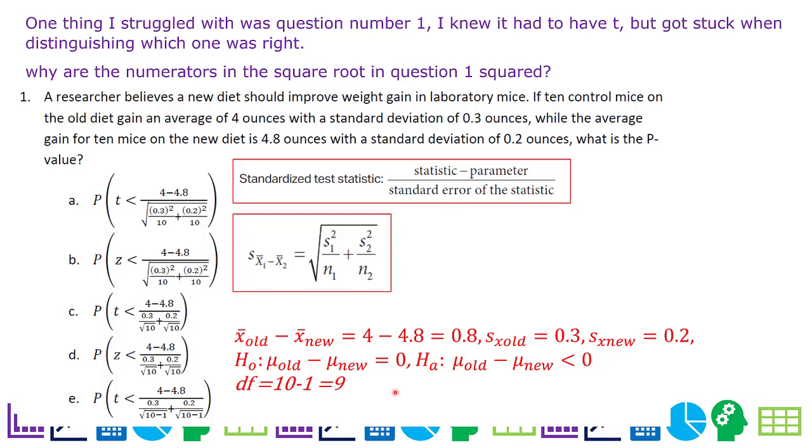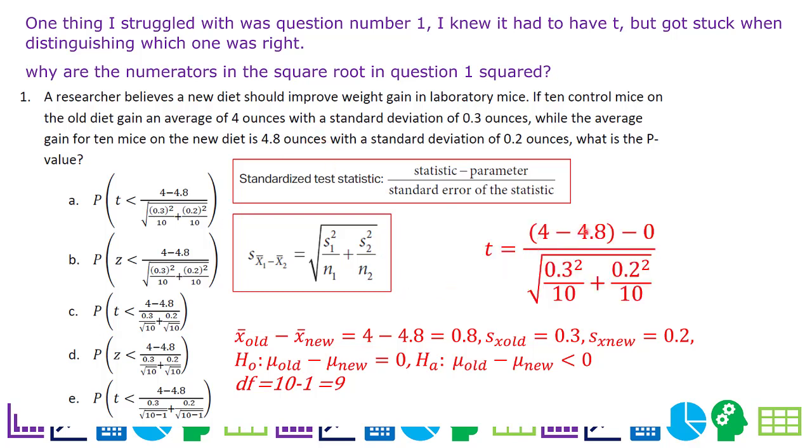And also we need to know what our hypothesis is. Our null is that there is no difference, whereas we think that the old one has less weight gain, so we think it is less than 0. So let's go ahead and calculate the t test statistic. Why is it t? Because we're dealing with means here, not proportions.